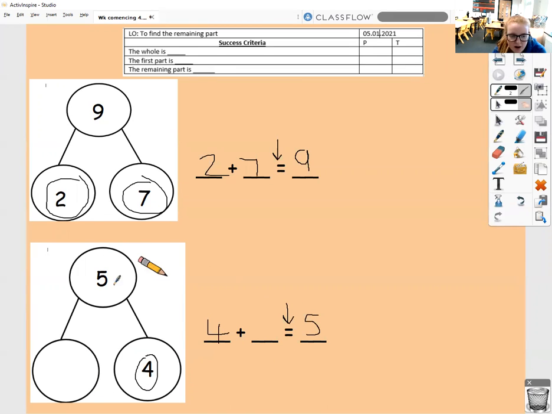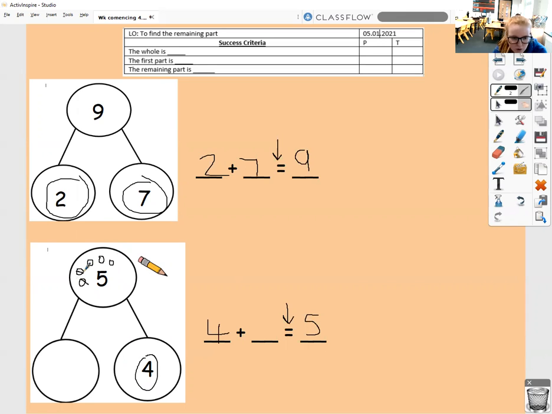The remaining part is, so if I've got a 5 up here and my first part is 4, how can I find my remaining part? So I'm going to draw my 5 counters in here to help me. 1, 2, 3, 4, 5. So I've got 5 counters in there.